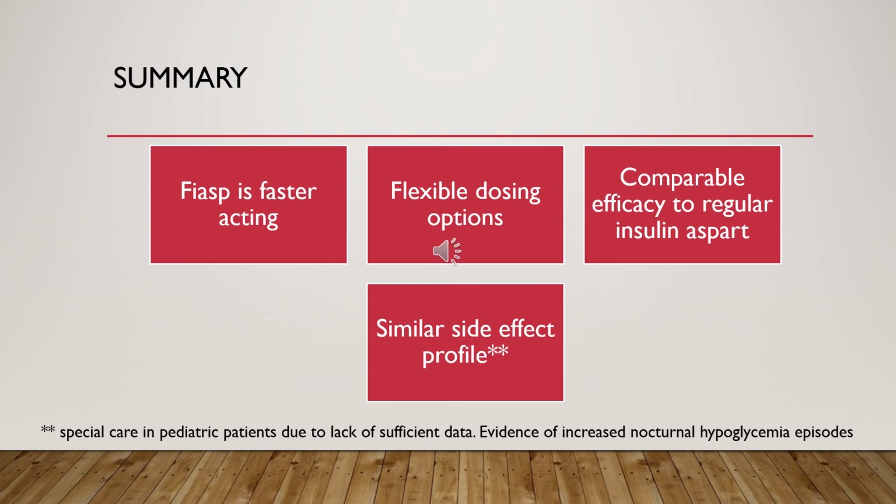To summarize, FIASP is a faster acting insulin aspart that offers flexible dosing options to be able to give at the beginning of a meal or even up to 20 minutes after mealtime, which is a really helpful option for pediatric patients. FIASP shows comparable efficacy to the regular insulin aspart with both dosing options, and it has a similar side effect profile, but it has to be noted that for pediatric patients with type 1 diabetes we don't have sufficient data, and evidence of increased nocturnal hypoglycemia episodes has also been reported. So this means that more monitoring is needed when FIASP is administered in pediatric patients, but it is definitely a worthy option.